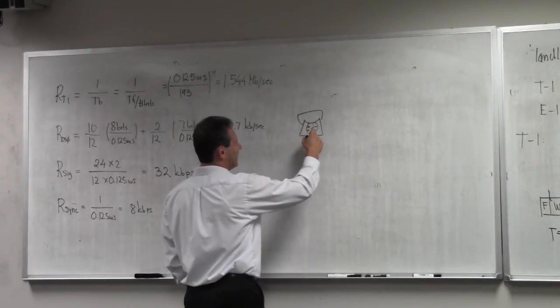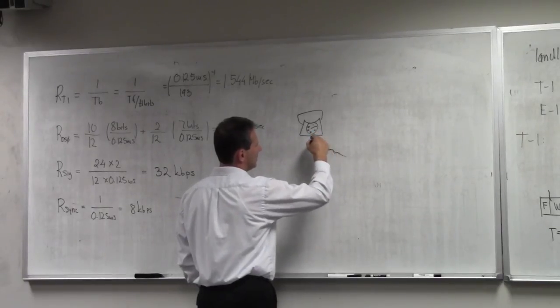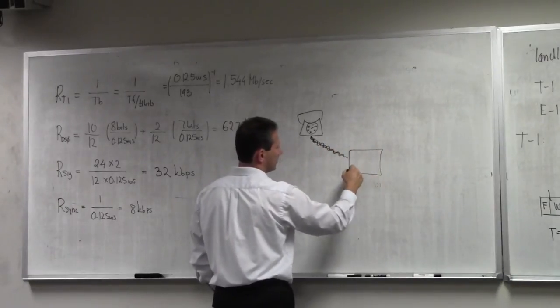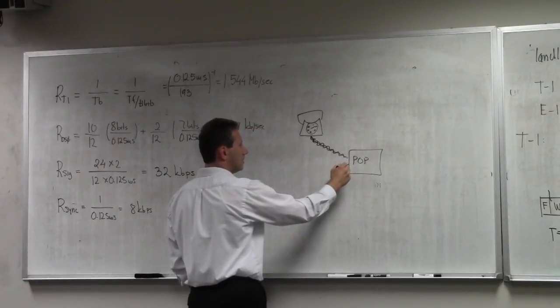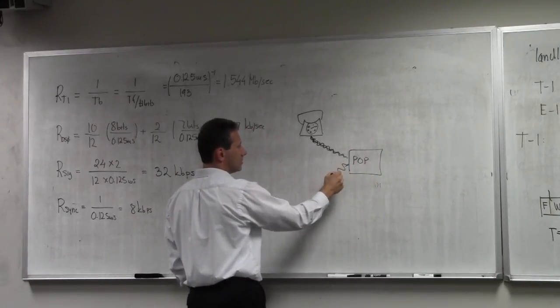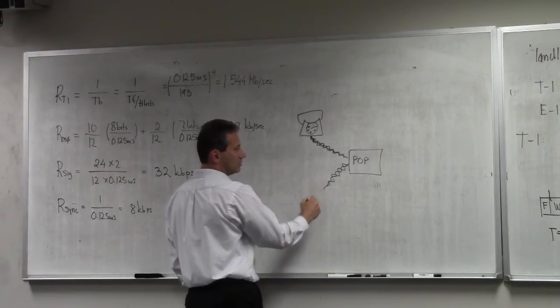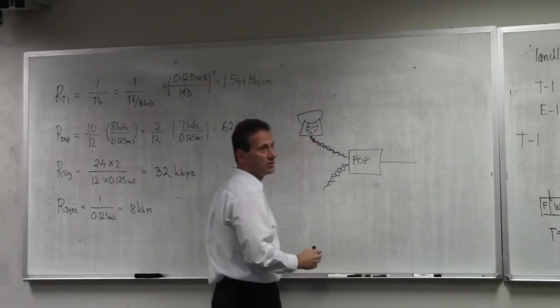It used to be that blue twisted pair, right? That connects you to what is called the point of presence. That's the box in your neighborhood that all of the phones in a given neighborhood are connected to. And then from the point of presence, that's where you start sharing lines.